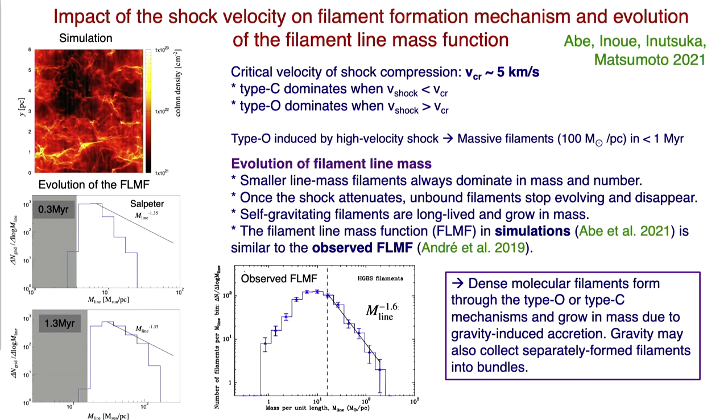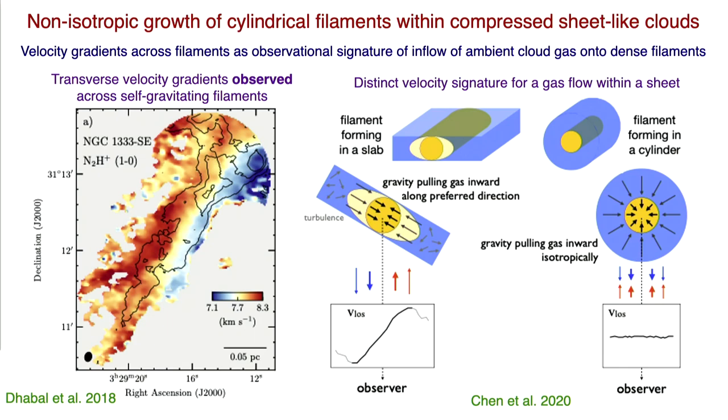And this type of accretion onto self-gravitating filaments is suggested by transverse velocity gradients observed across self-gravitating filaments. So here I show a beautiful example of this from the observations. And this kind of transverse velocity gradient wouldn't be observed if the infall of matter, or the accretion, were isotropic from a cylindrical or spherical structure, but could be observed only if the infall is non-isotropic and within a sheet-like structure. And so this accretion is important in understanding the evolution of the filament.